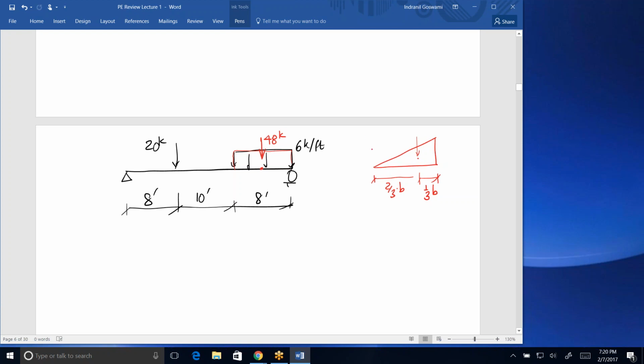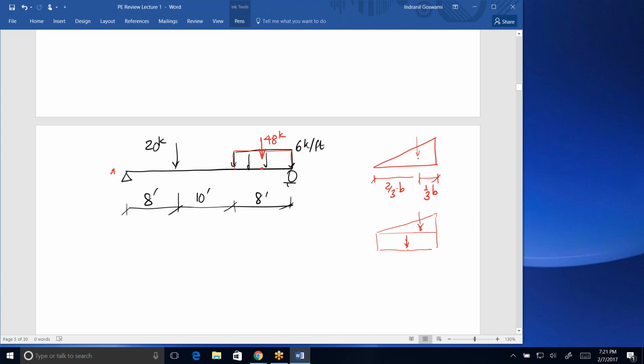This is about as complex as the PE exam will get. I don't think they'll give you anything more than a linearly varying distributed load. If you have a trapezoid, the easiest way would be to break it up into a rectangular load with resultant at the center and a triangular portion with resultant at its centroid, and deal with it as two separate loads instead of dealing with the entire trapezoid, because the definition for the centroid of a trapezoid is kind of weird, and it lends itself to mistakes. So it's much better to break it up into two separate ones.